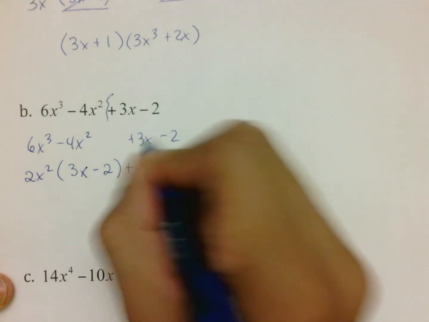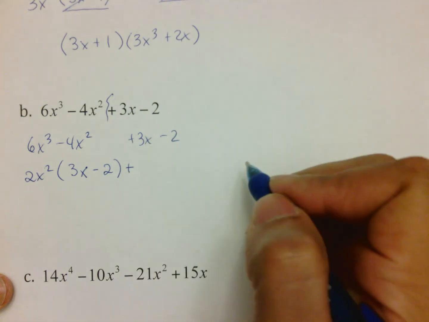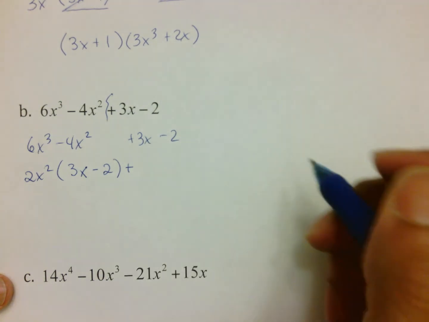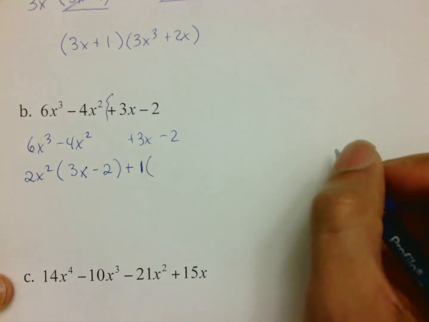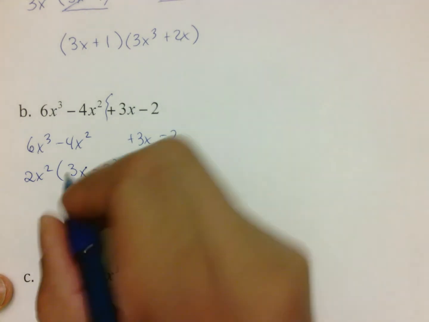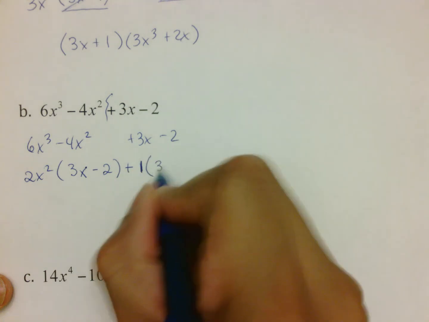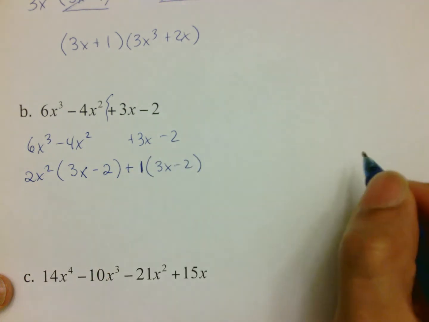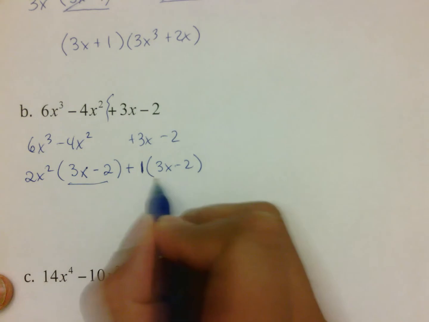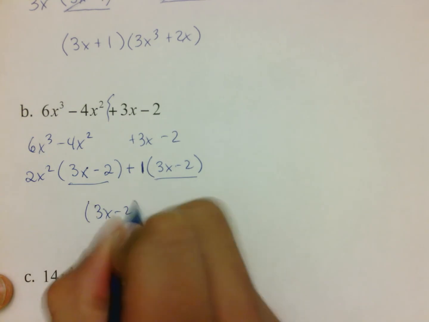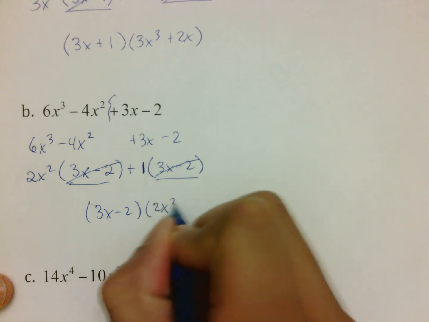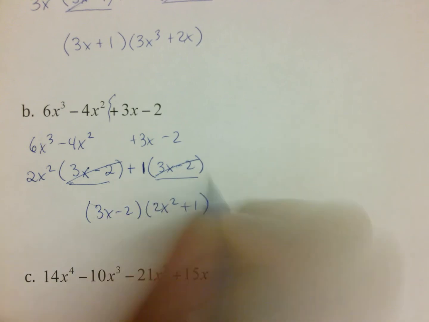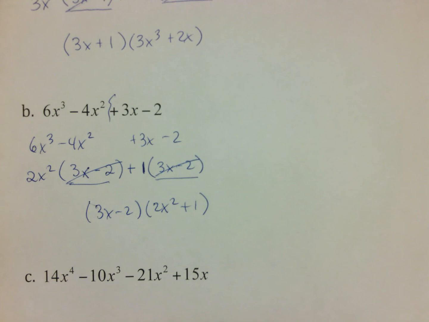Plus, here's the thing. I can't take anything out of 3 and 2. I also can't take off an x, but I need a number. Whenever you can't take off anything, that's when you want to put a 1 there. Alright? And again, trusting that this is going to be the same, just bring over your 3x minus 2. And again, what happens now is that this comes off. And whatever is not that is left over. So 2x squared and then plus 1 is what we end up with. That is it. Okay?